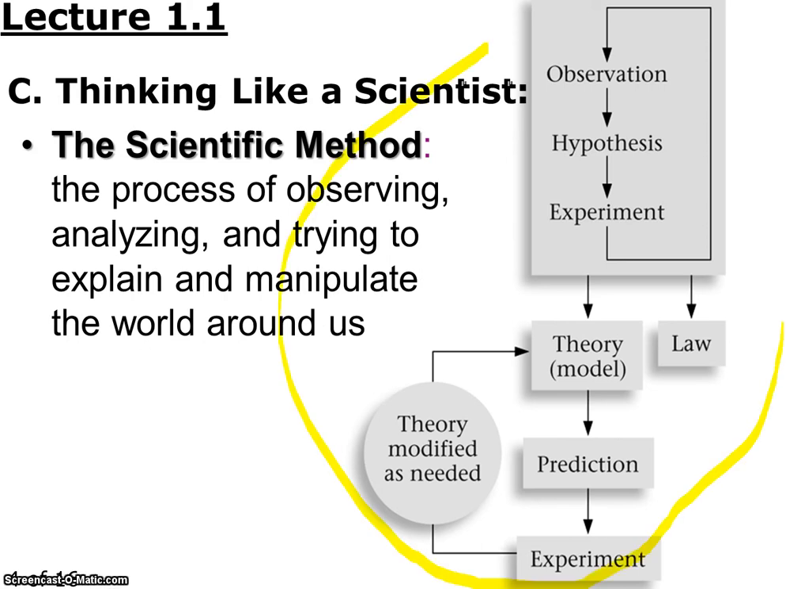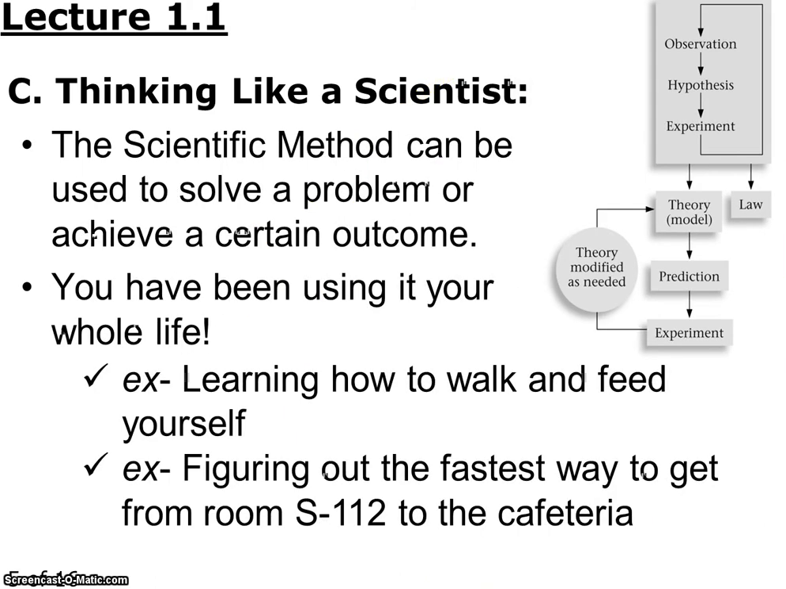As you can see from this diagram out of your textbook, the scientific method involves the process of making observations, analyzing, and trying to explain and manipulate the world around us. So if you make an observation, you will then make a hypothesis and then experiment. That will then get revised and you will try it again, and that can eventually become a theory or a law. And theories and laws can be modified as needed. The scientific method can be used to solve a problem or to achieve a certain outcome.